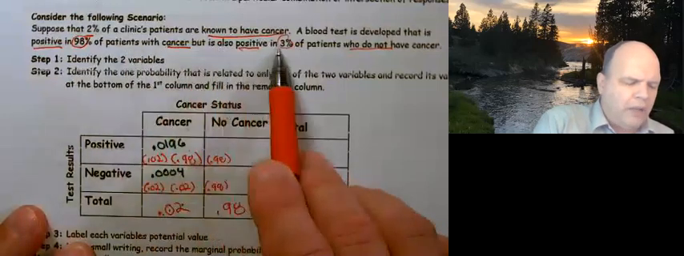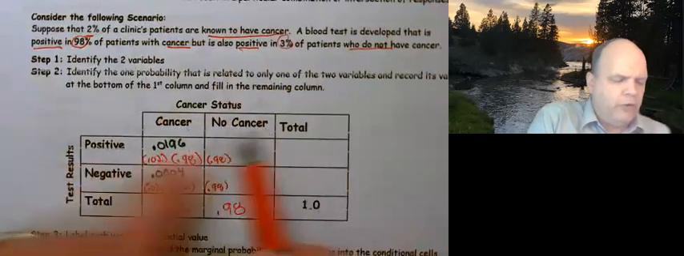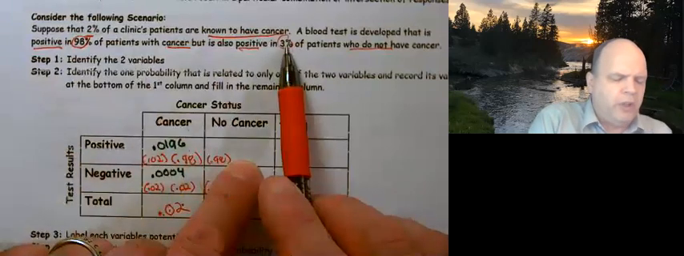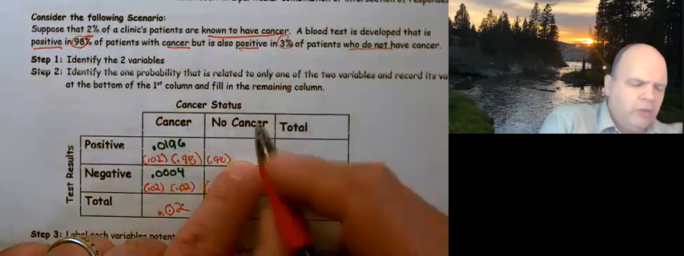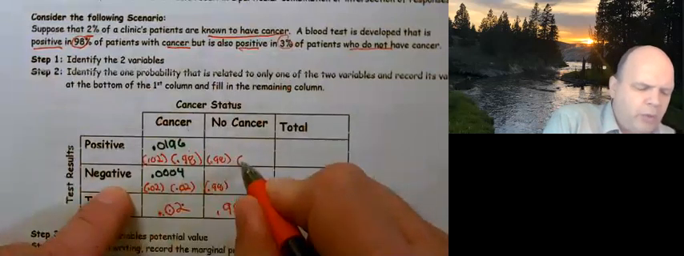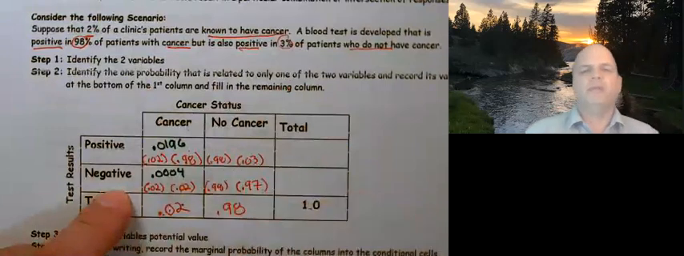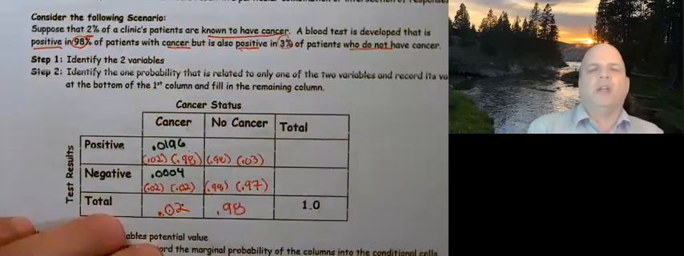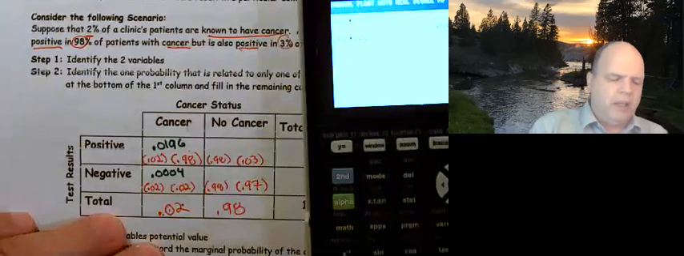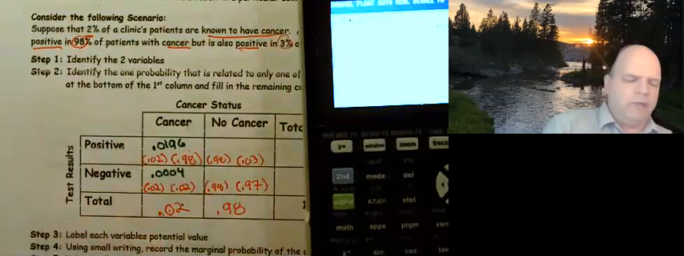It's also positive, so we're still looking at the positive row, and 3% who do not have cancer. So this is going to be 3%, 0.03. The complement of that is 1 minus 0.03, which is 0.97. I wrote that a little bigger than I meant to. Let's go ahead and multiply 0.98 times 0.03. And we get 0.0294.